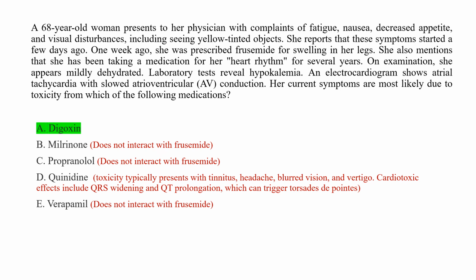mentioned in this question. Option D is incorrect because quinidine toxicity typically presents with tinnitus, headache, blurred vision, and vertigo, none of which are seen in this patient. And cardiotoxic effects include QRS widening and QT prolongation, which can trigger torsades de pointes. These features make quinidine toxicity unlikely in this clinical scenario. And option E is incorrect because verapamil also does not interact with furosemide and does not cause the side effects mentioned in this question.